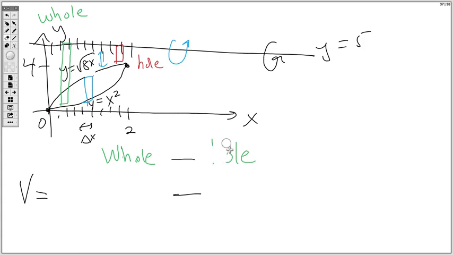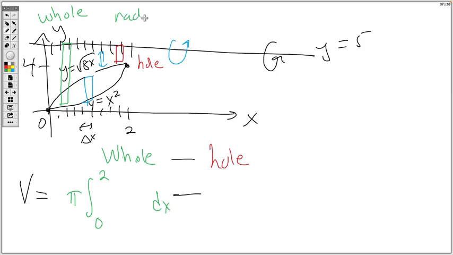Now add red. Okay, so pi integral. I'm chopping the x-axis up from 0 to 2. My thickness then is going to be dx. I need the radius squared. Once again, the radius is the distance from the axis of rotation to the curve. All right? I'm chopping up the x-axis, so I can get the radius.